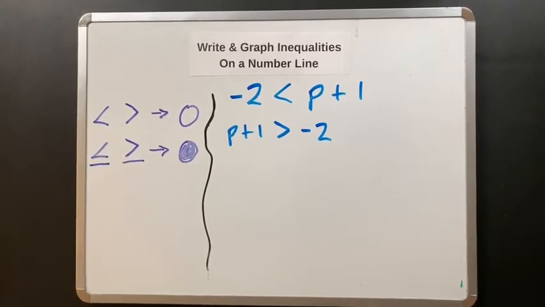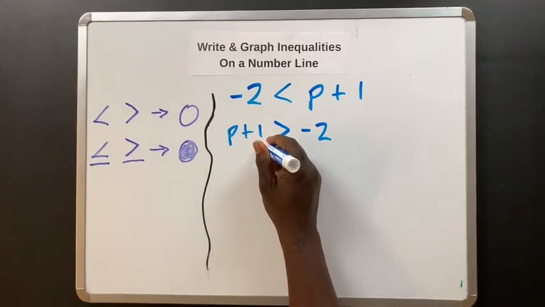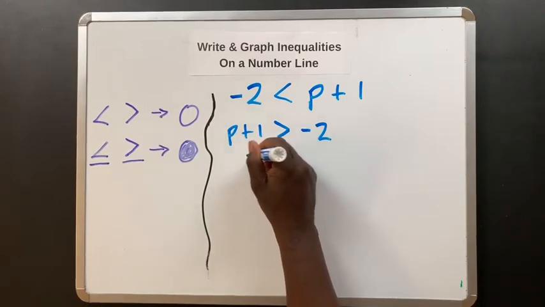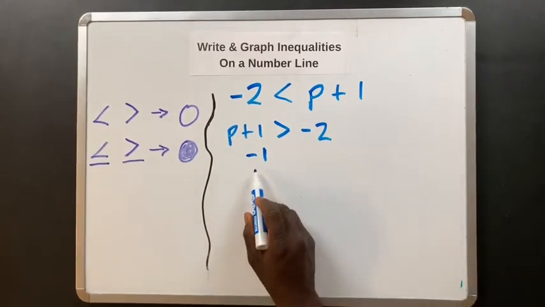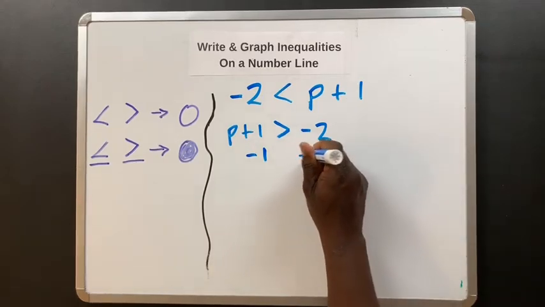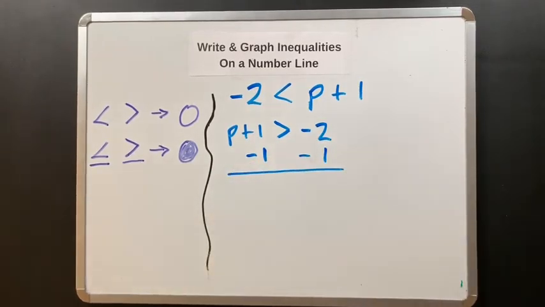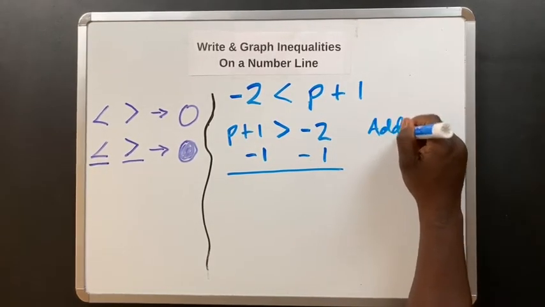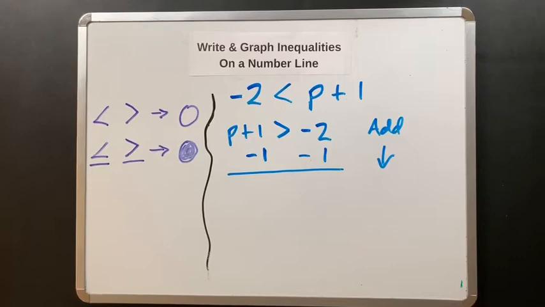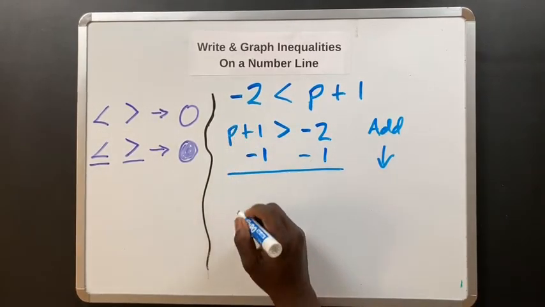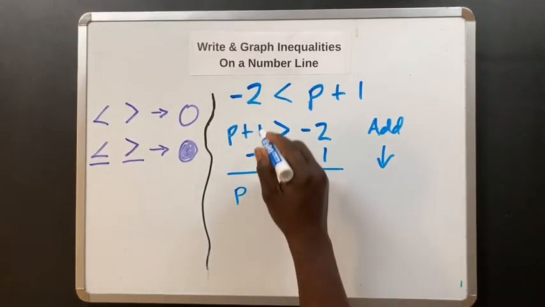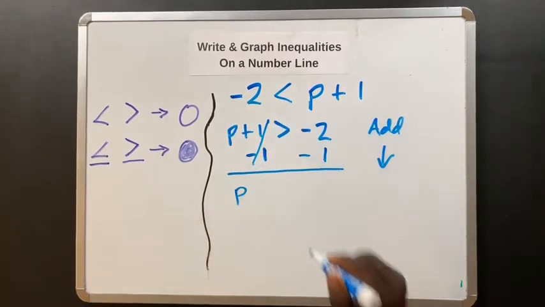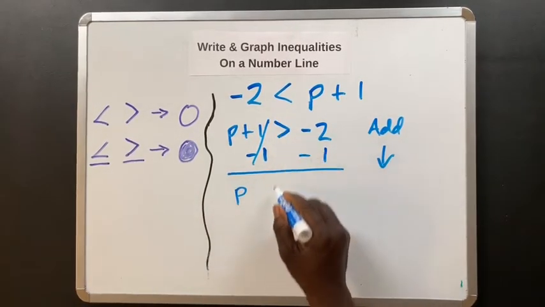What property of equality are we going to use? Addition or subtraction? Yeah, subtraction. So we need to get rid of the positive 1, so we subtract 1. Whatever you do to one side of the inequality, you do to the other. Subtract 1 here and draw the line. Now remember, I always say write that to help you remember you're adding down. So adding down, p plus 0 is p. 1 plus negative 1 is 0, so you cross that out. Bring down the greater than symbol.